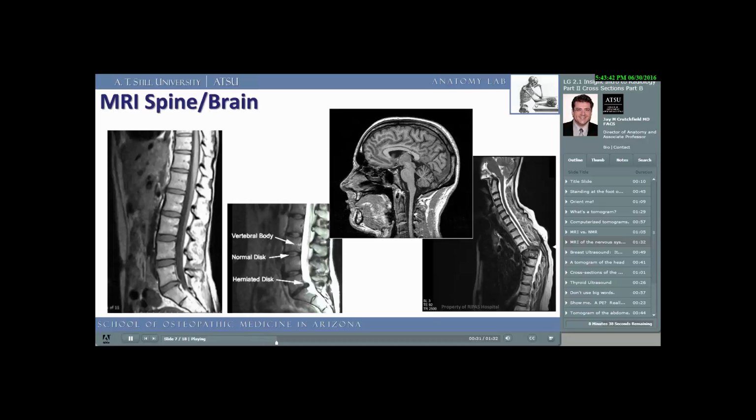Here we see sagittal images of the MRI of the spine. The data collected from the MR scanner can be reconstructed by a computer to give us sagittal, transverse, or coronal images. In fact, while thousands of slices are generated, we can create any type of anatomical plane to look at the anatomy or the pathology that's necessary. Even an oblique can be reconstructed.